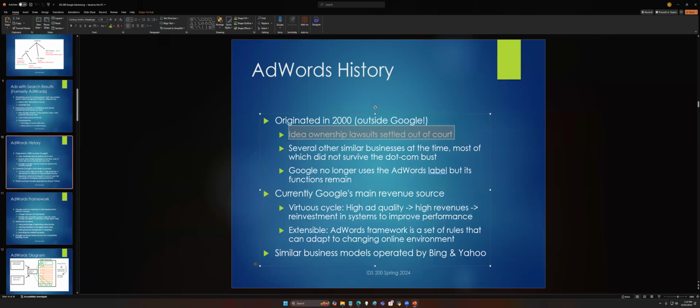AdWords, around 2000 is when all this stuff was going on, and AdWords has been around ever since. There are other businesses still similar to this, notably Bing and Yahoo work together to make one. Now, of course, Google no longer uses the AdWords label because it's all been rolled into the Google Ads umbrella, but the function remains, right? Obviously, Google still shows ads along with search results. That's AdWords. So even though for marketing purposes AdWords no longer exists, in many cases it's easier to talk about AdWords than over and over to say, you know, ads shown along with Google search results.